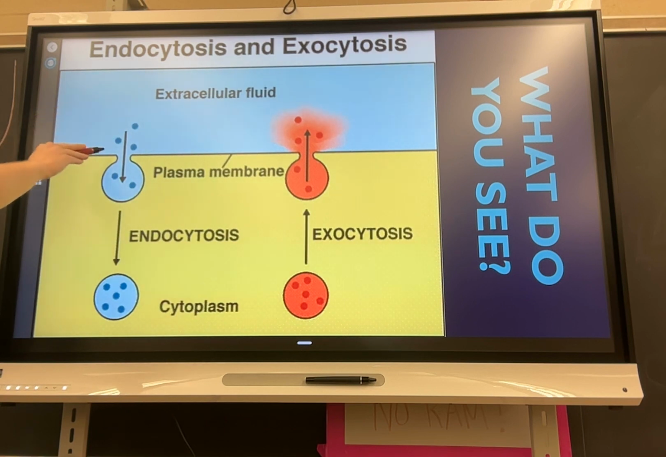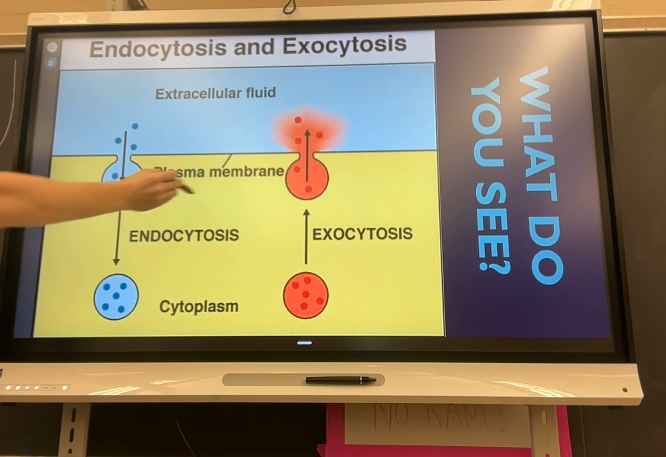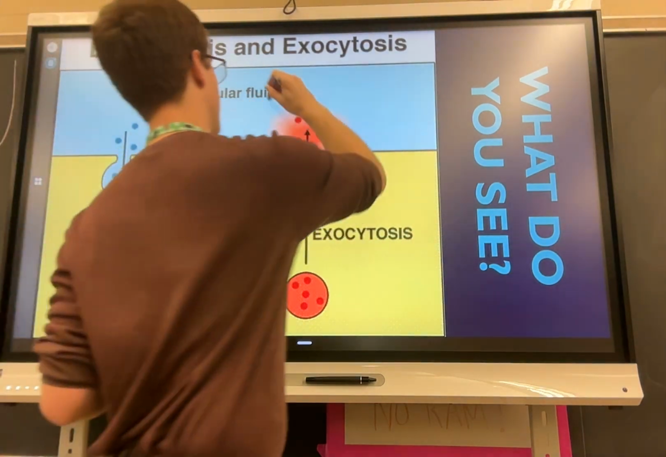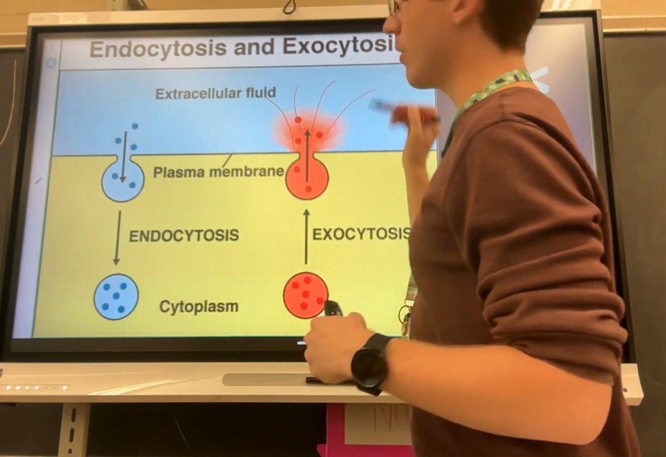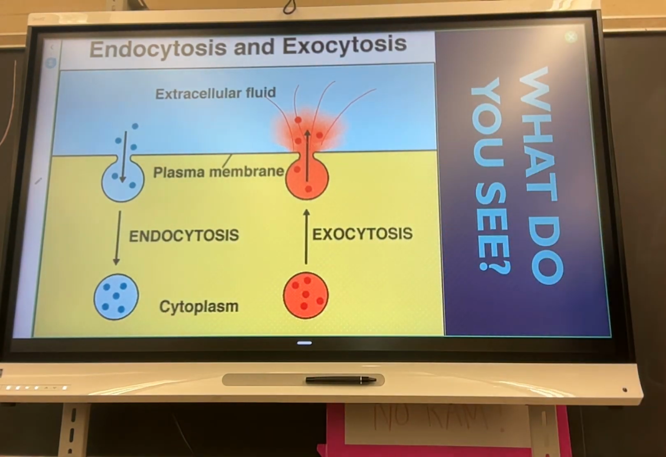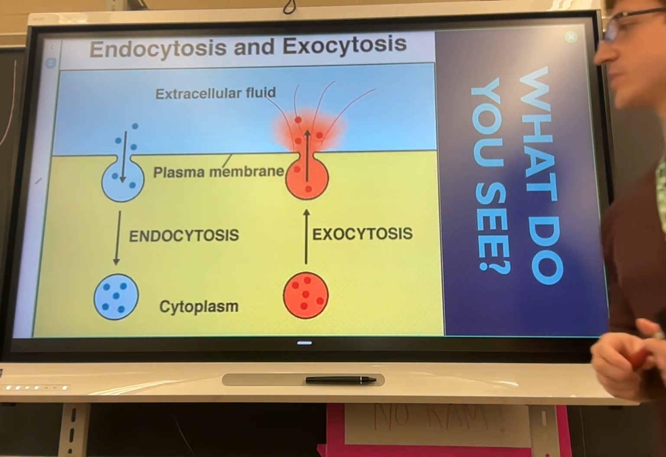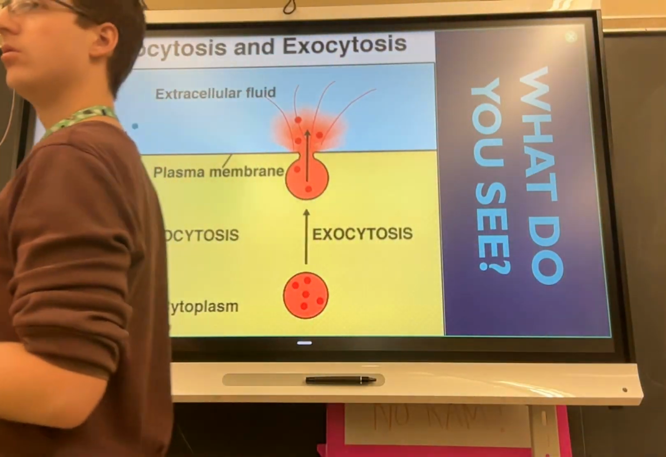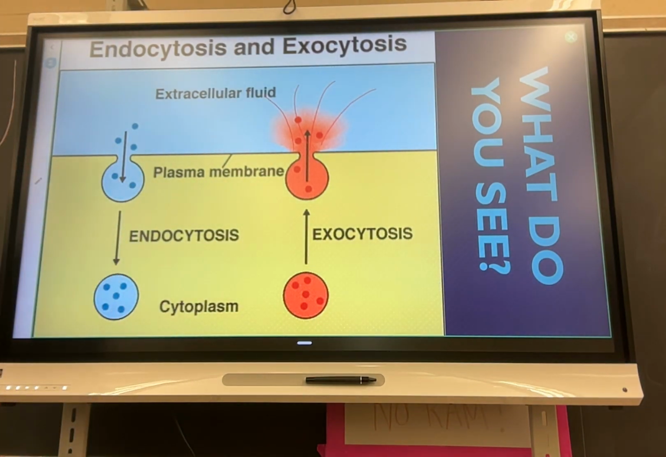Not the dots, but like this, where it's coming out of, it kind of seems like it's popping. Okay, so this one? So it looks like it's kind of popping out. Sure. What else do we notice? Cytoplasm. Harley. Proton. So what's the proton?